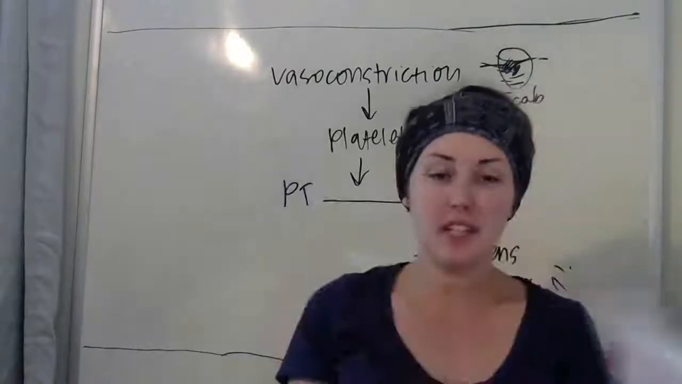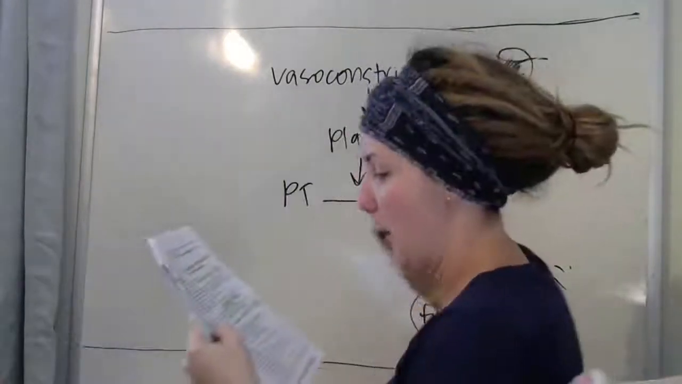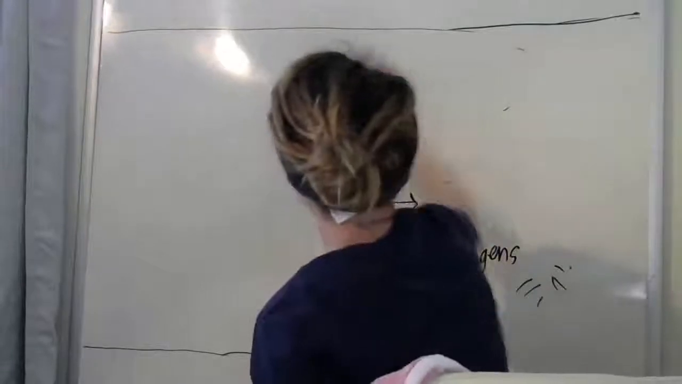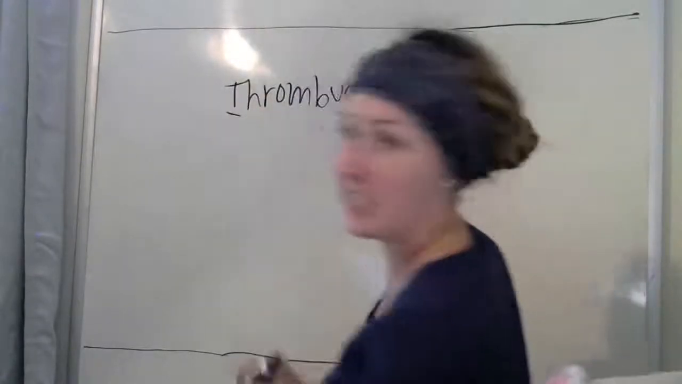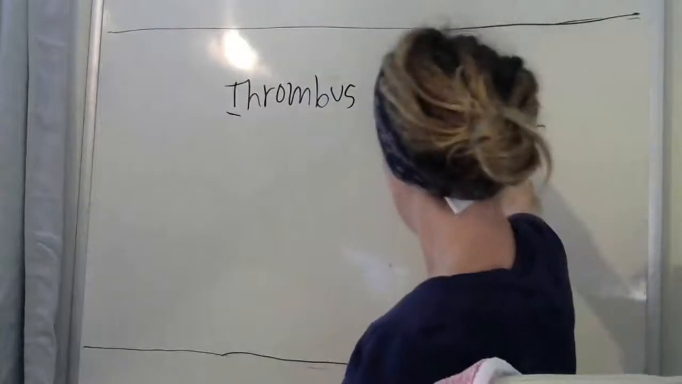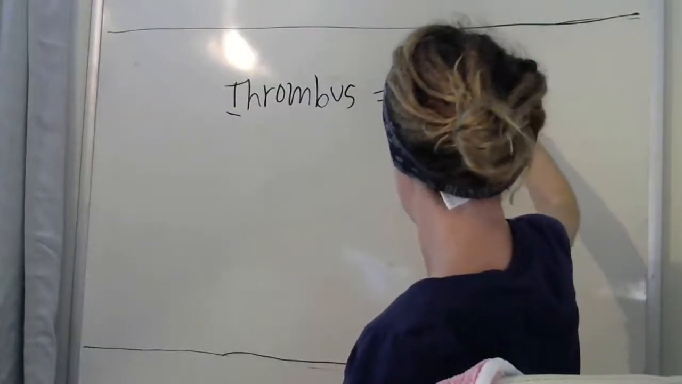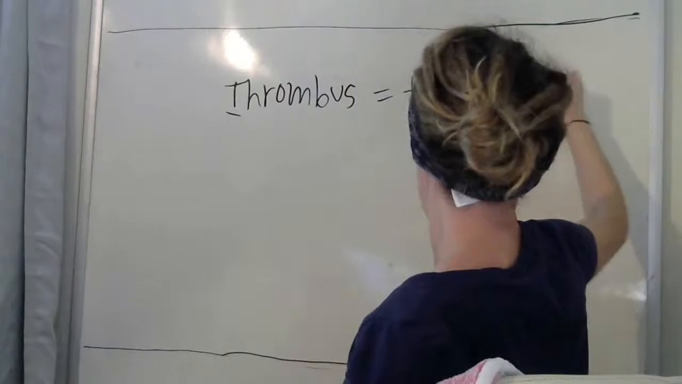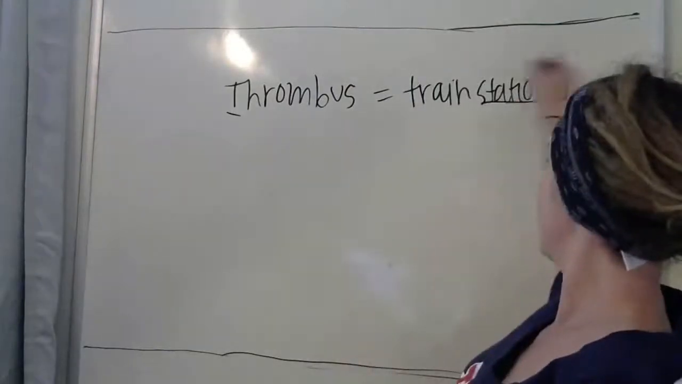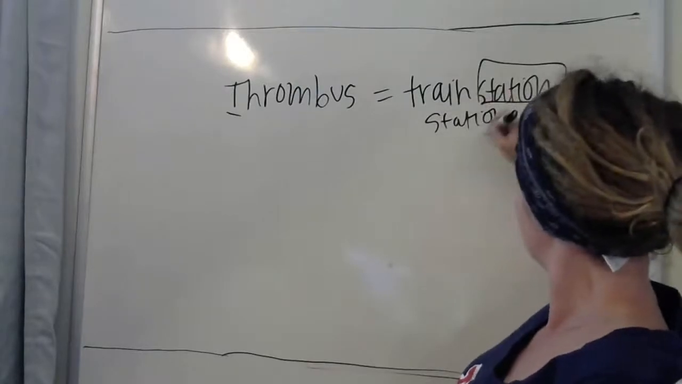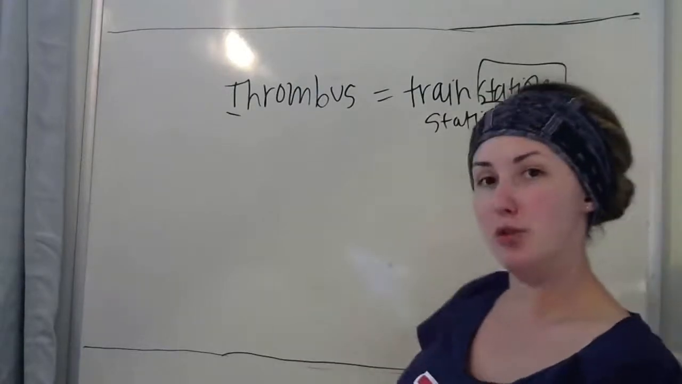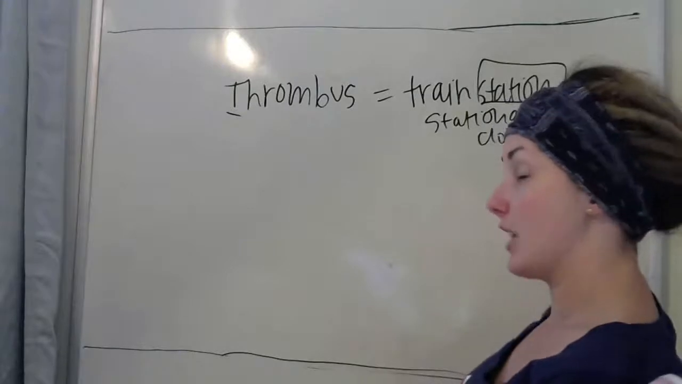Okay, so then the next thing we see is a thrombus and a bolus. And these are two different types of clots. So I think of thrombus, I'm looking at the T at the beginning, as a train station. The reason I like to think of it as a train station is because it's stationary. It's a stationary clot. This is one that's not going to move. So if you have a clot in your leg, it's going to stay in your leg.